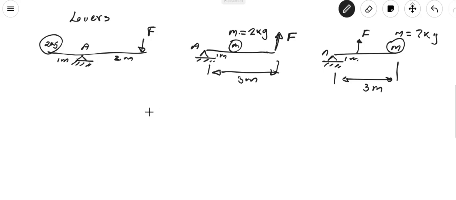Hello students, in this video I want to explain a little bit about levers. So what is a lever?